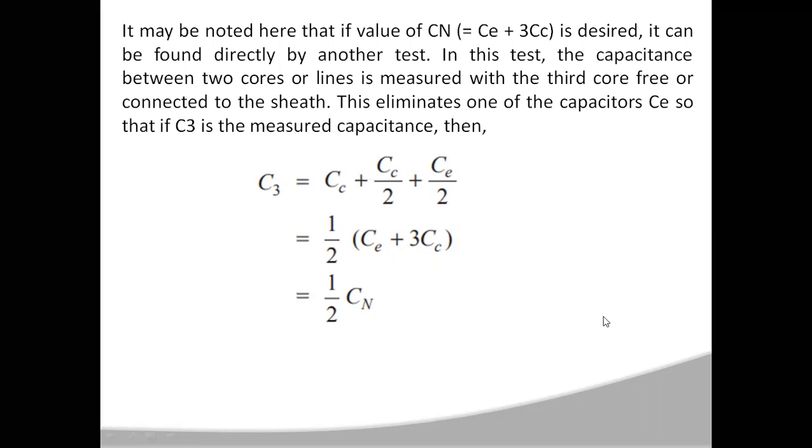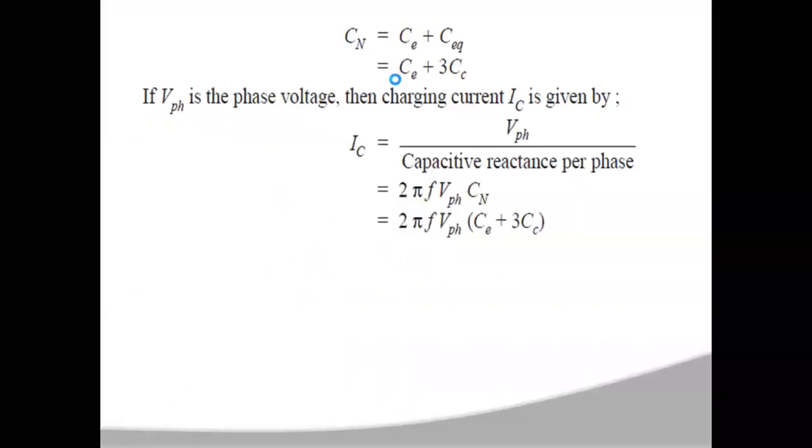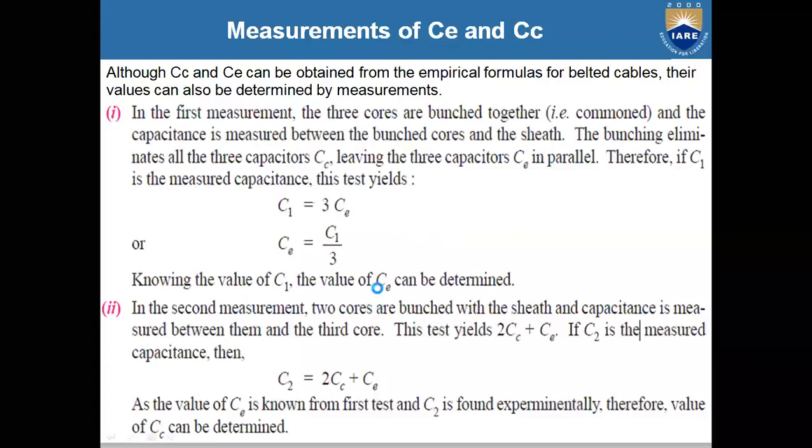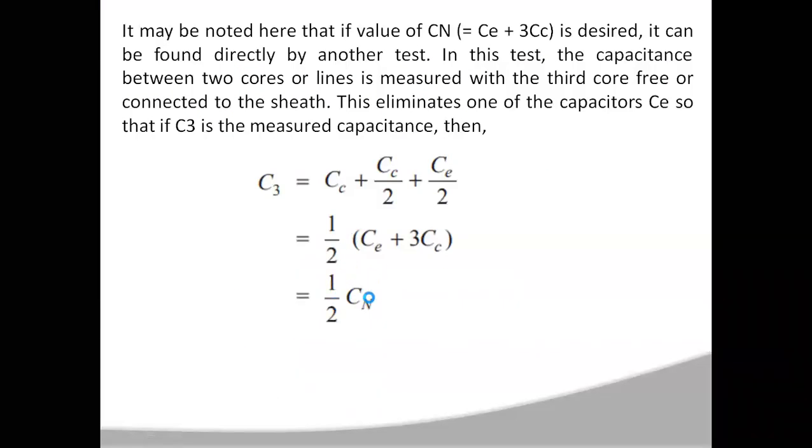Now this C3 value will become equal to Cc plus Cc by 2 plus Ce by 2. How you get this, we will explain that. So from this you will get 1 by 2 (Ce plus 3Cc). Now this Ce plus 3Cc is Cn, so this will become 1 by 2 Cn. That means C3 is equal to 1 by 2 Cn. So from this equation, Cn is equal to 2 times C3. C3 is the measured value, so Cn you can calculate by using this expression.